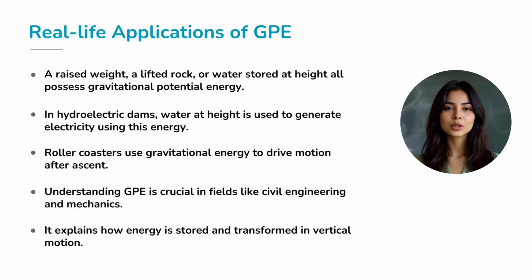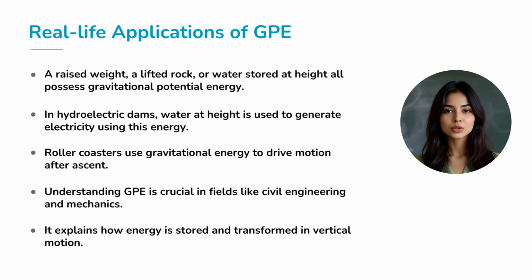Gravitational potential energy, or GPE, plays a vital role in our daily lives and in major engineering systems. Whenever an object is raised to a certain height, like a lifted weight, a rock on a ledge, or water stored in a tank, it gains gravitational potential energy due to its position above the ground. One of the most practical uses of this energy is in hydroelectric dams. Here, water stored at a height is released to flow downward, and this movement is used to turn turbines and generate electricity. Even thrill rides like roller coasters rely on gravitational energy.